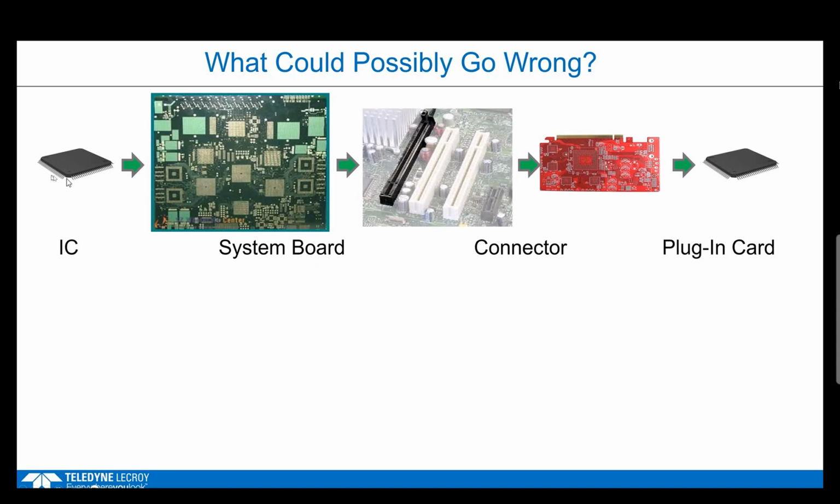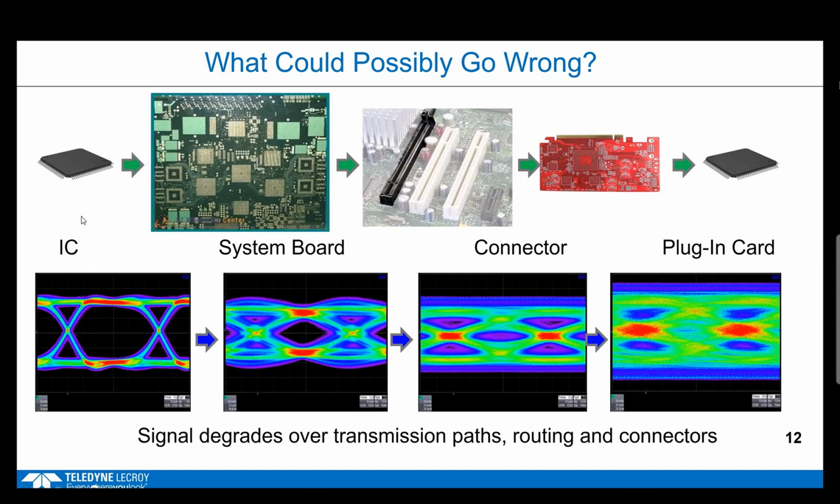Here's an example of some interconnects of a system here: a channel, the devices and the board, and the connectors and daughter cards and other receivers over here. What can possibly go wrong? This is just one example of looking at one of the channels and the signals as they go from the transmitter all the way to the receiver.